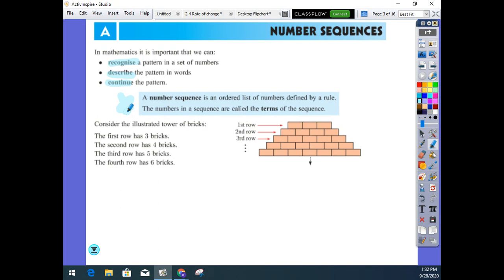So consider the picture, and a lot of times you're going to see a picture and you've got to make a relationship between the picture, finding a pattern, and making an equation. So we'll get to that point. Right now, we just want you to be able to recognize the first row has 3 bricks, the second row has 4, third row 5, and so forth. So listing this out can help you find the pattern, is understanding how does the picture correspond to the numerical.